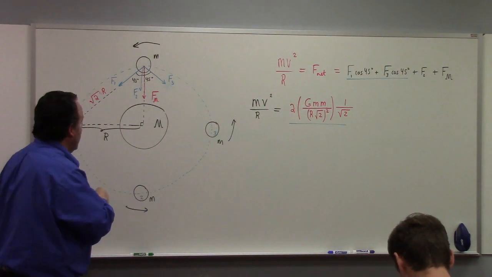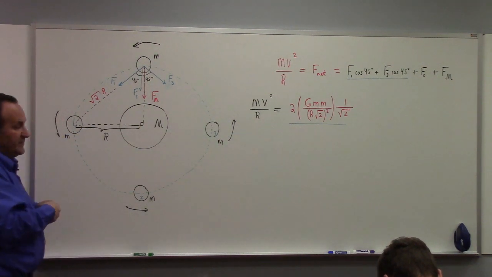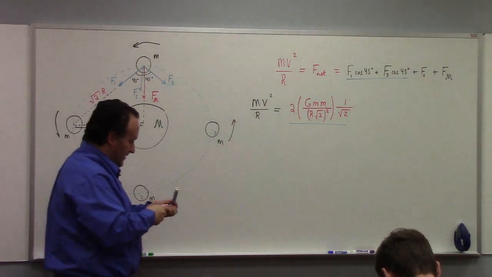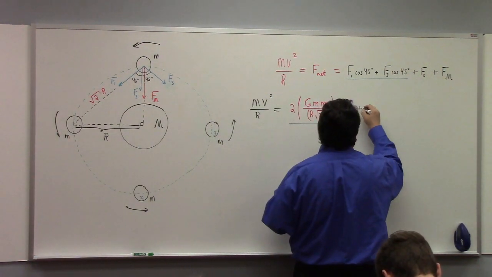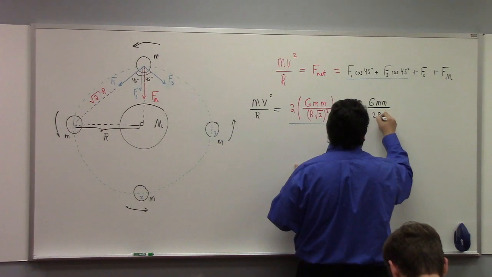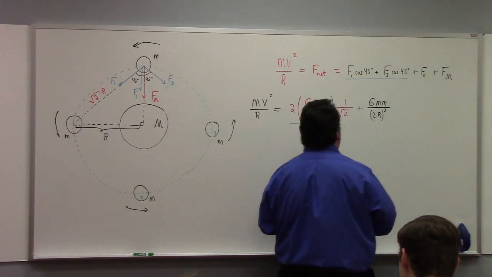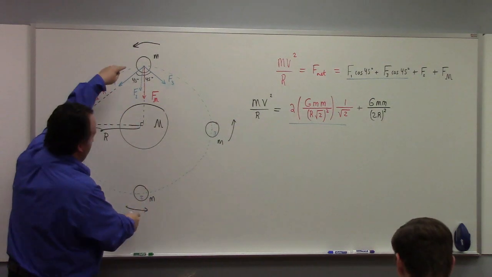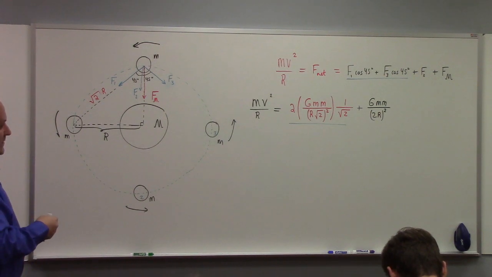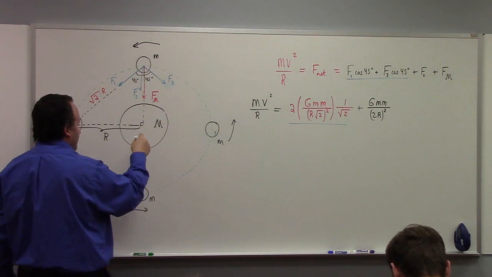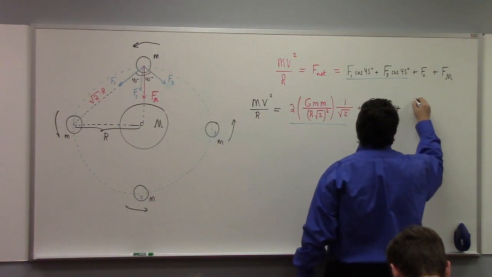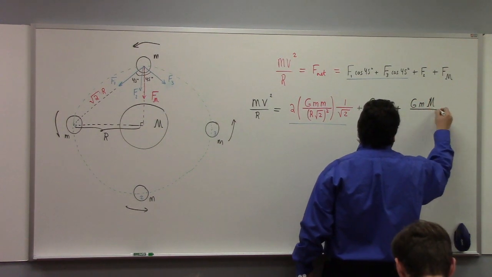Now what's the distance from moon 2 to our top moon? 2r, right? So that one gives us plus G m m divided by (2r) quantity squared, right? That's the gravitational attraction due to this guy. All right? Then I have to take care of the gravitational attraction of the planet, right? The central planet here, which is going to be big G, little m, big M, divided by r squared.